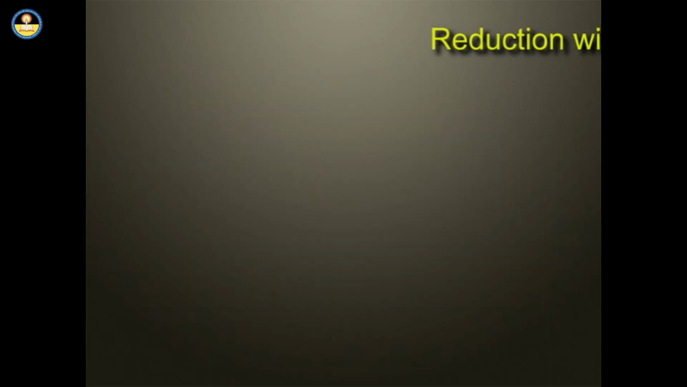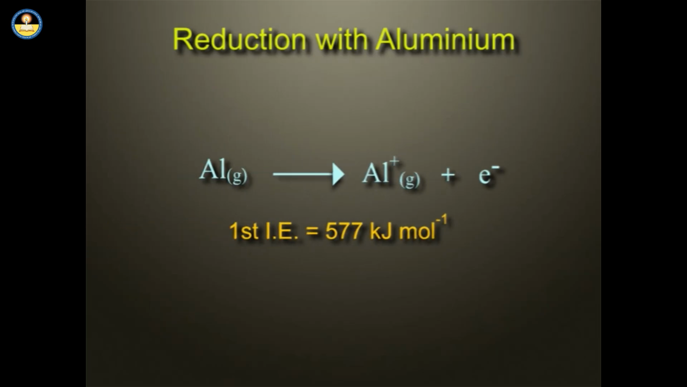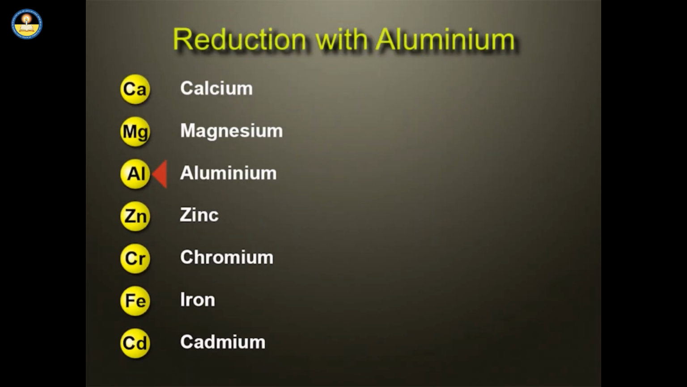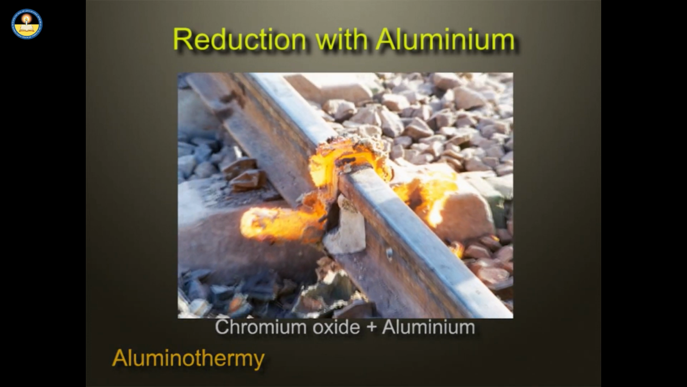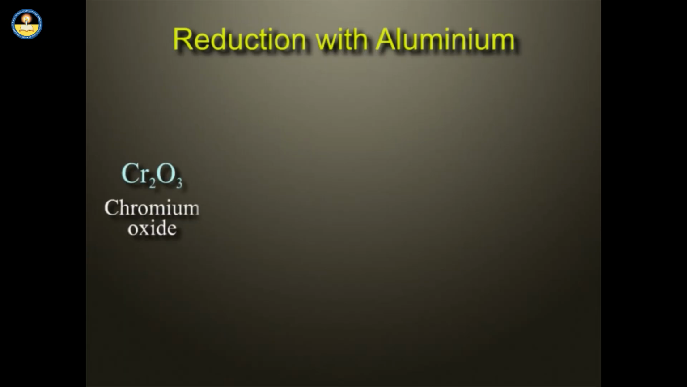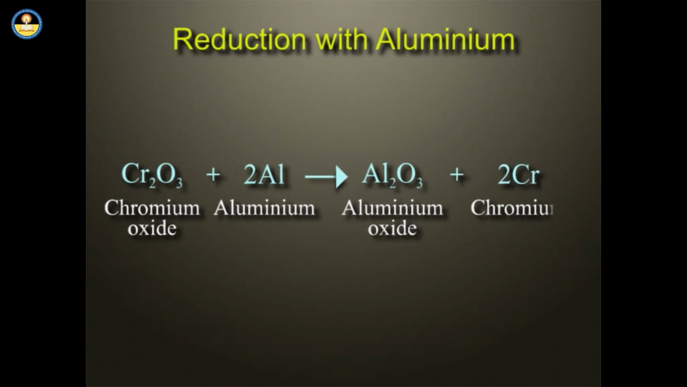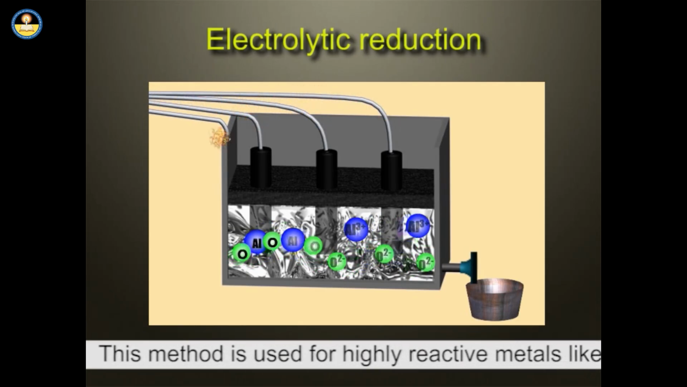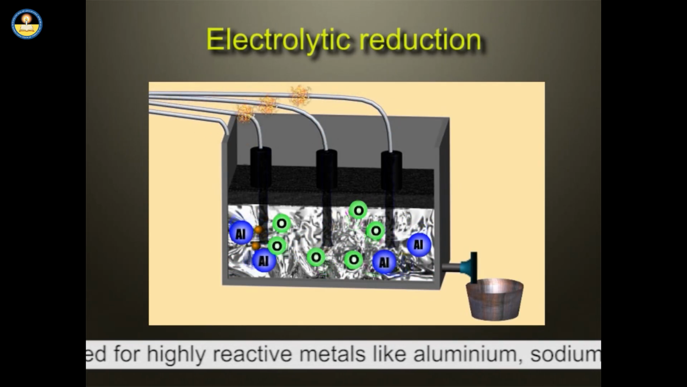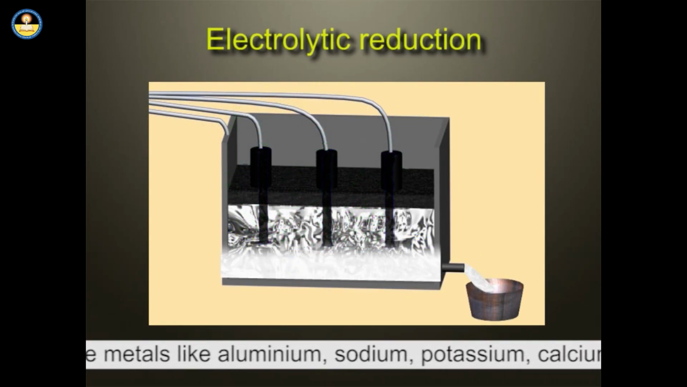We will now learn about reduction with aluminium. Aluminium possesses a low value of ionization energy. Aluminium is also more electropositive than chromium, manganese or tungsten. Hence, it is used as a reducing agent. This process is called aluminothermy. For example, chromium metal can be obtained by reducing chromium oxide with aluminium. Electrolytic reduction is used for highly reactive metals like aluminium, sodium, potassium, calcium, etc.